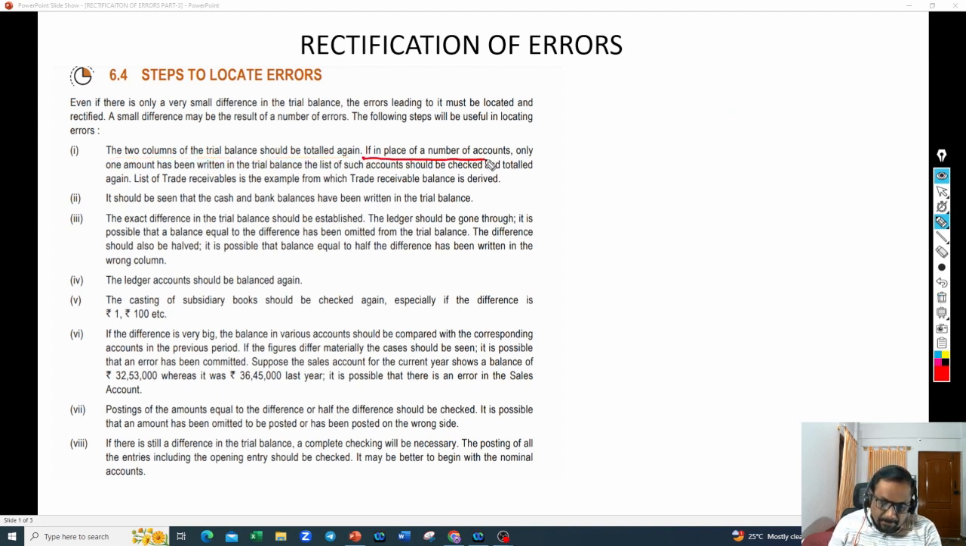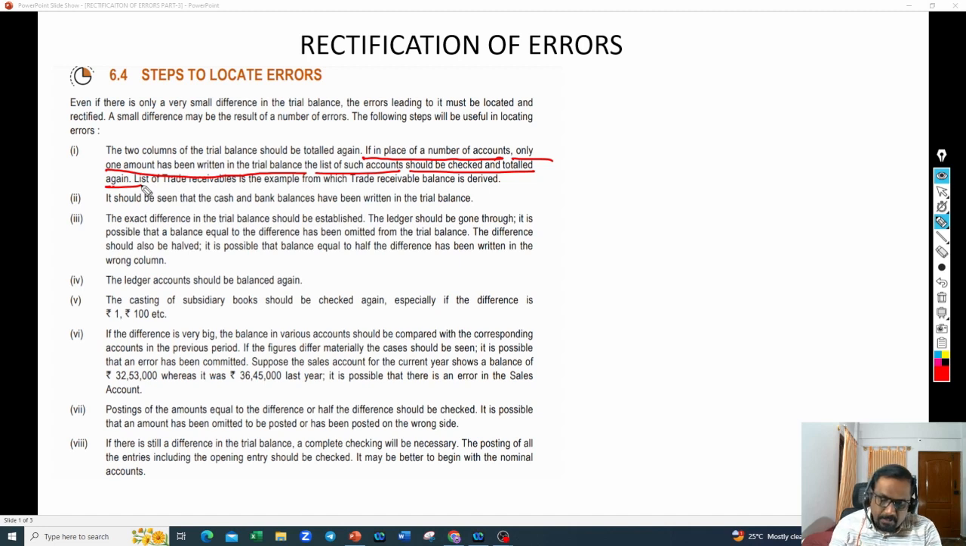If, in place of a number of accounts, only one account has been written in the trial balance, the list of such accounts should be checked and totaled again. Guys, this is very important. Whoever is working in multinational companies will get to know about this point very clearly. They will understand what exactly I'm talking about as well. But I'll try my level best to make students understand what exactly the point is.